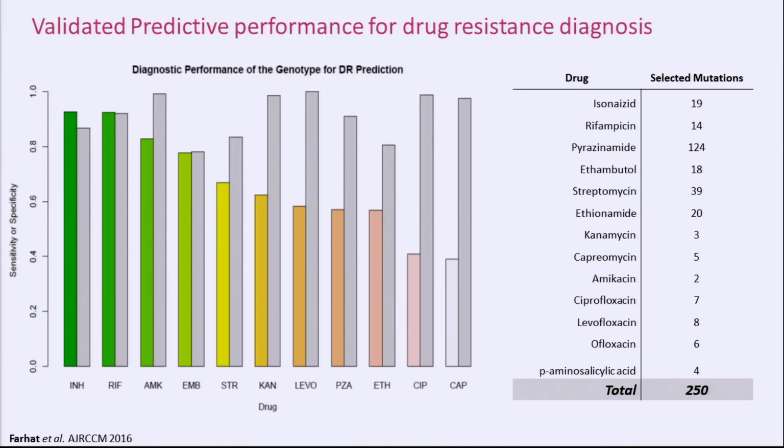So even with sequencing the entire open reading frame and the promoter, our sensitivity for pyrazinamide was still in the 60% range when validated. On the training data set, it was around 70, but when we validated it on the independent data set, it was in the 60% range. And so you can see here the total number of mutations that were important for the prediction. Those are small for isoniazid and rifampin, very large for pyrazinamide, and all over the place for some of the other drugs.